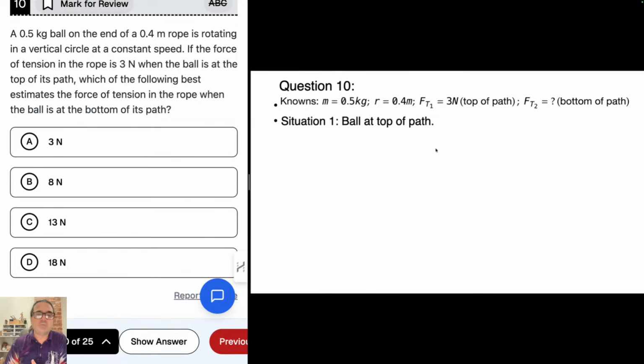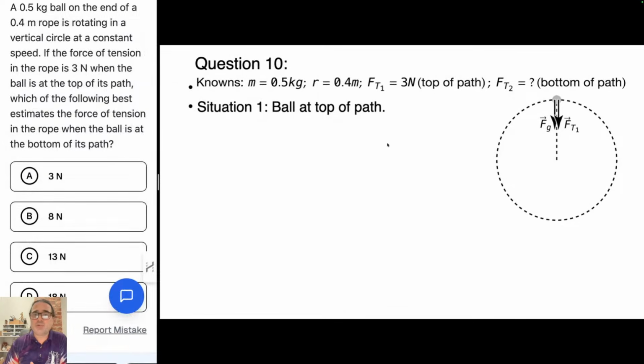So situation 1, when the ball is at the top of the path. In our free body diagram, we have the force of gravity, which is down, and the force of tension 1, which is also down. But because it's a circle, we need to recognize that that is in.